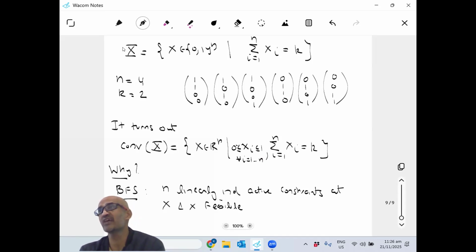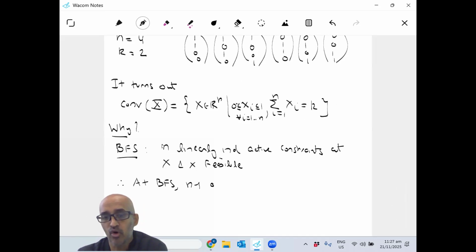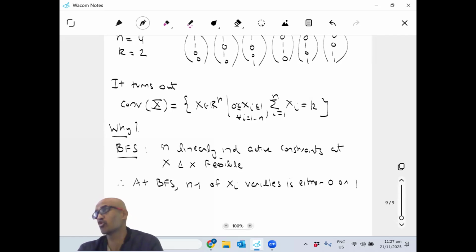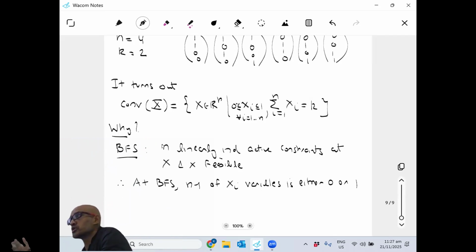What does it mean to be tight? It forces xi to be either 0 or 1. So n minus 1 variables. Therefore, at a basic feasible solution, n minus 1 of the xi variables are either 0 or 1. I've got n variables, n minus 1 have to be 0 or 1 at every basic feasible solution. The last one is obtained by this constraint.